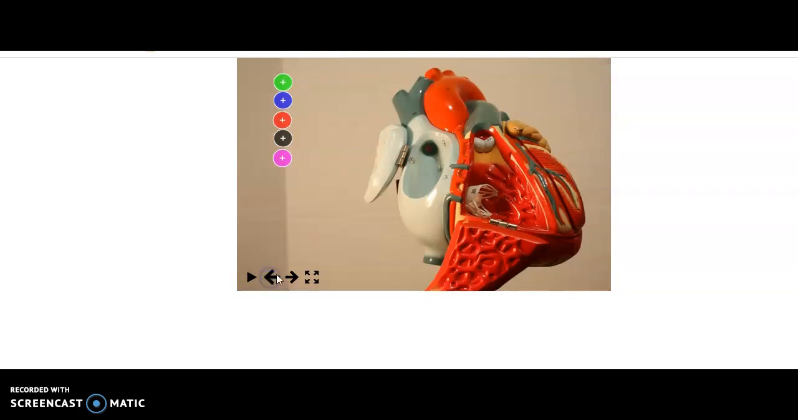So here I'm moving it a little bit. This is the right atrium. This is the right ventricle. And if you spin it to the right place, it opens up, and we can see the valves. Here is the pulmonary semilunar valve. It goes into the pulmonary trunk. Here is the tricuspid valve, which is between the right atrium and the right ventricle.